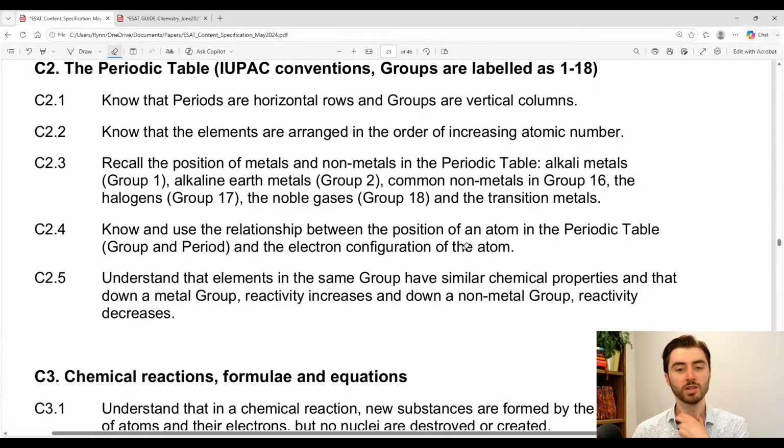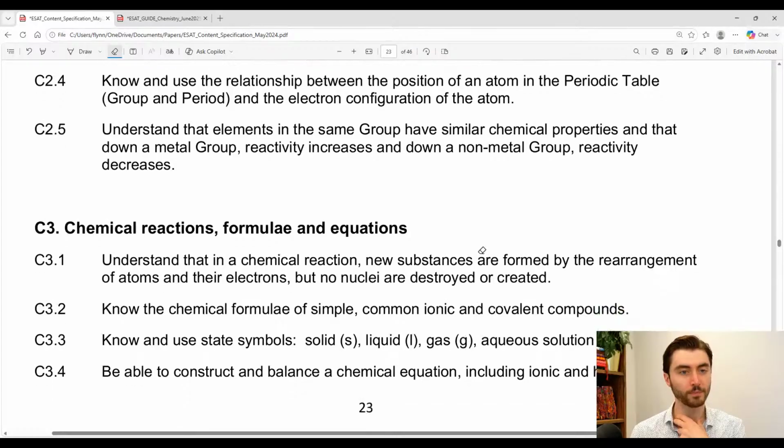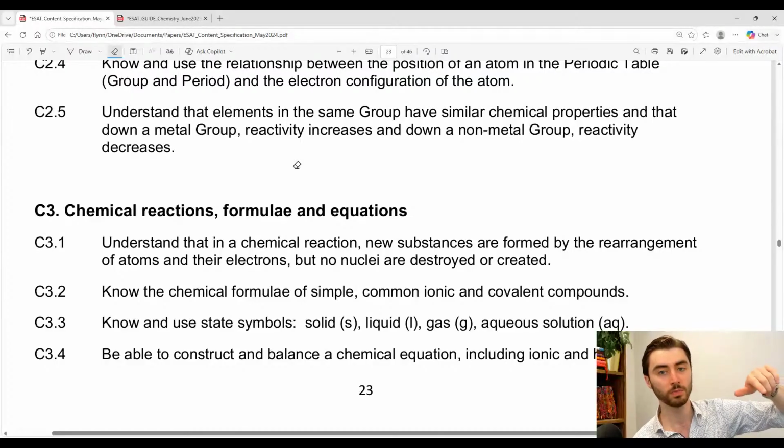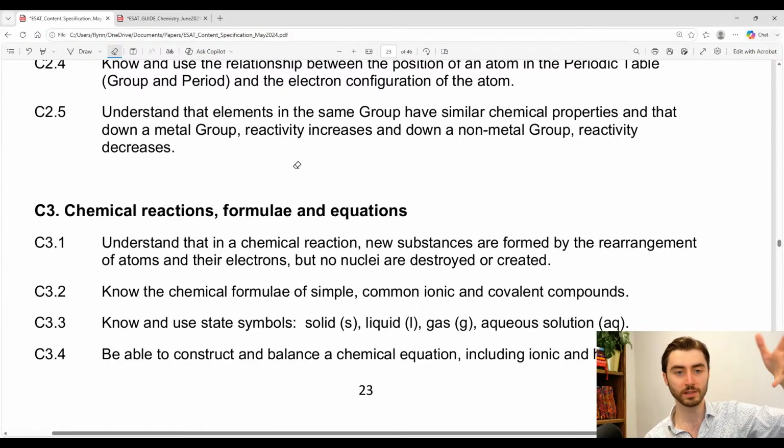Know and use the relationship between the position of an atom and its electron configuration, which we've talked about. Understand that elements in the same group have similar chemical properties, specifically because, by the way, they have the same number of electrons in the outer shell. Reactivity increases down a metal group and up a non-metal group. Let's also talk about why.